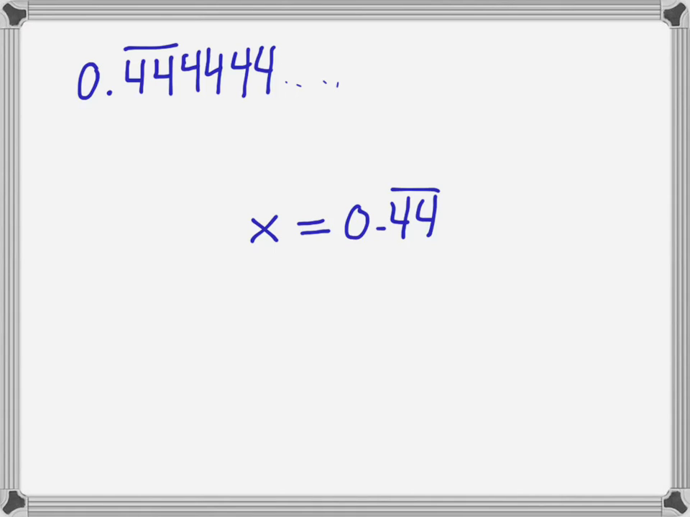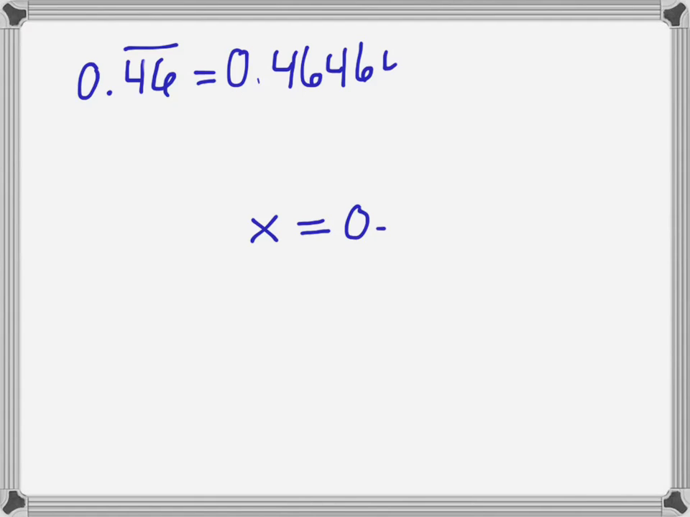All right, and actually, let's change this example a little bit, because I could really write that as just 0.4 with just 1 digit repeating, and so that doesn't really give you a new example. So let's change this to maybe a 0.46 repeating. All right, so this is really 0.46, 46, 46, etc. Okay. So now I have 2 distinct digits being repeated infinitely.